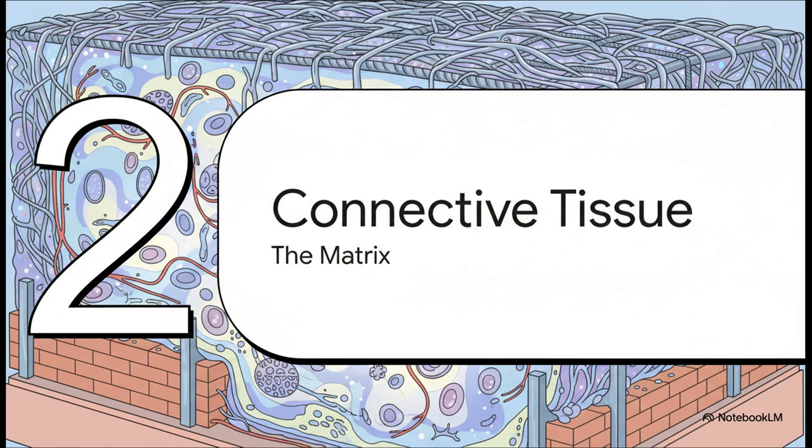Okay, on to our second pillar, connective tissue. Now, this is the most abundant and, frankly, the most diverse tissue in the entire body. If epithelial tissue was the brick wall, then connective tissue is everything else. The mortar, the steel rebar, the foundation. It's what holds it all together.